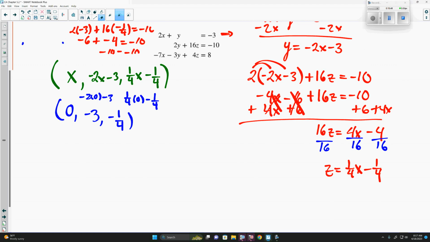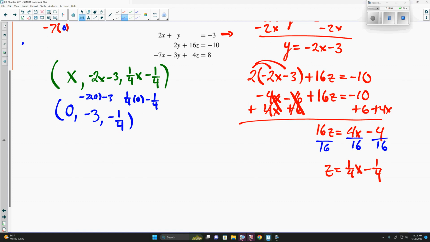We can do this with the third one. -7 times 0 minus 3 times -3 plus 4 times -1/4 is equal to 8. Well, that here is 0. -3 times -3 is 9. 4 times -1/4 is going to be -1. 8 is equal to 8.